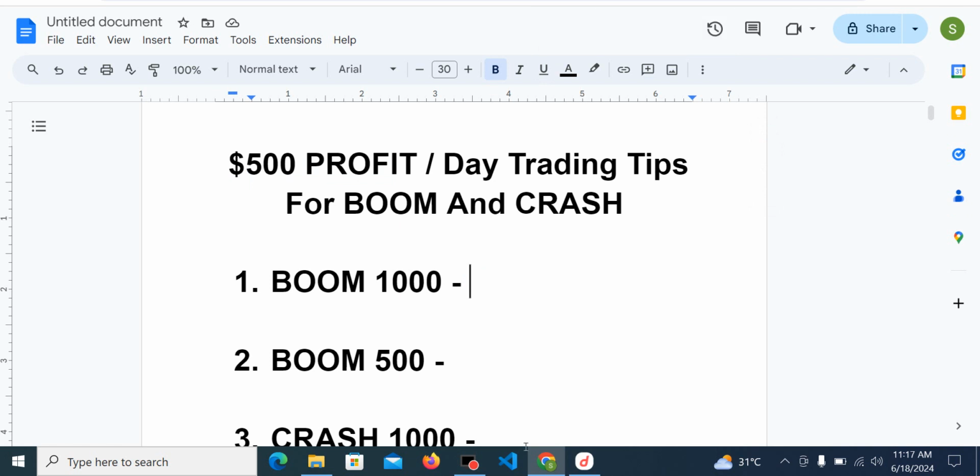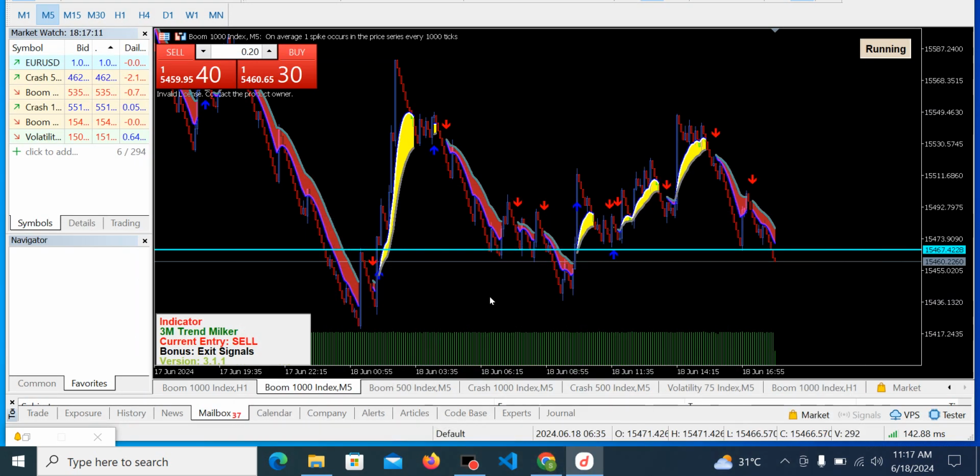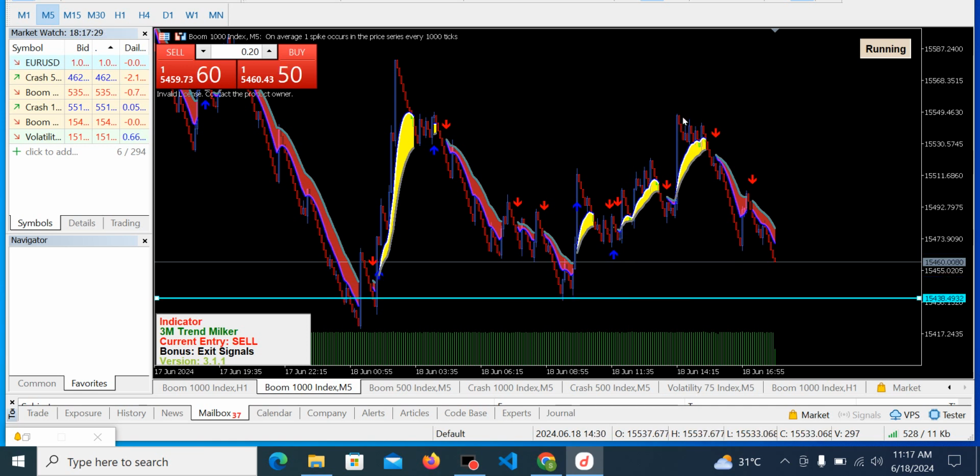Okay, so quickly, let's go straight into what we have right here, starting with Boom 1000. Okay guys, this is Boom 1000, and of course I'm on the 5-minute time frame, and I'm using the 3M Trend Milka trading indicator to do my analysis. This actually picked up an uptrend right from this support zone, and of course it got to this resistance zone.